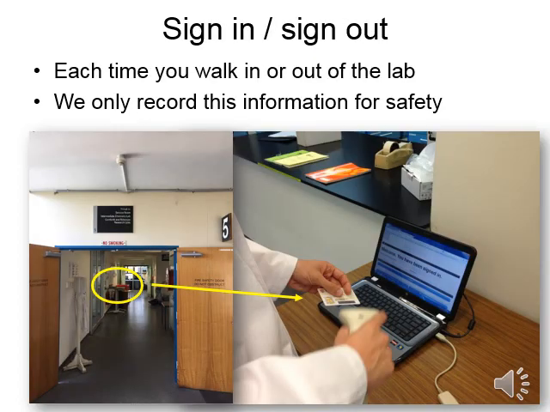One aspect of safety is that we need to keep track of who is in the lab at all times in case of an evacuation. We are doing this by having a sign-in, sign-out computer where you can scan your cards each time you walk in or out of the lab. You must do this even if you're just going out to the toilets or to have a drink of water. The computer will record your attendance at the lab, but we will not record any other information. We are only collecting this information for safety reasons. If you do not have a student card with you, you can simply type in your SID.